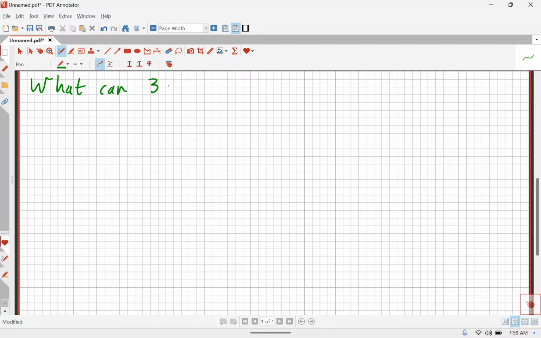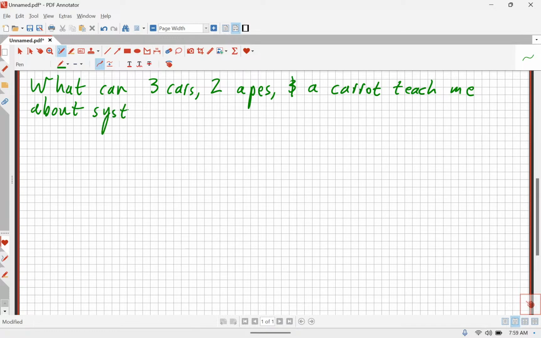What can three cars, two apes, and a carrot teach me about systems of equations?